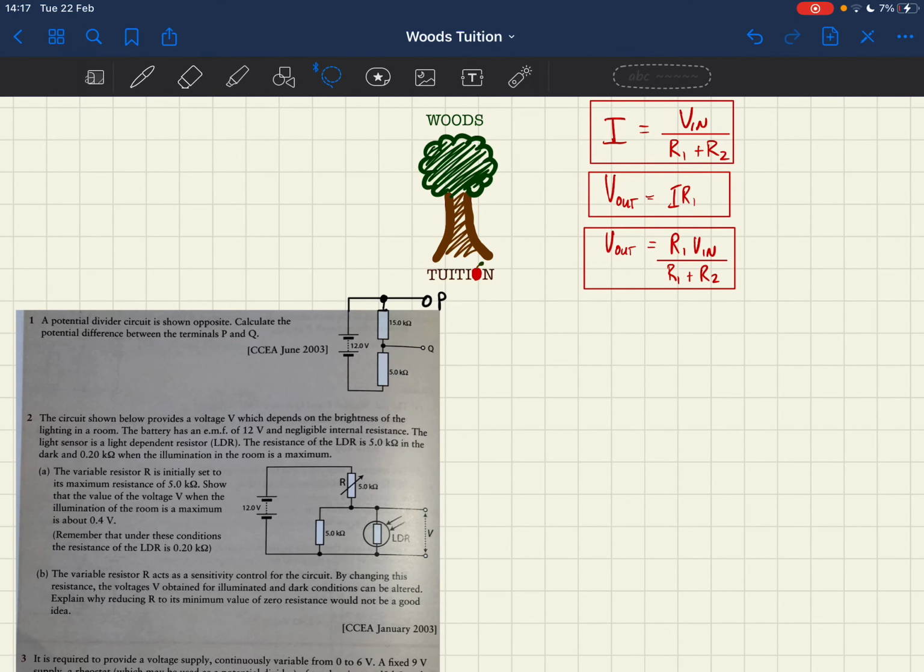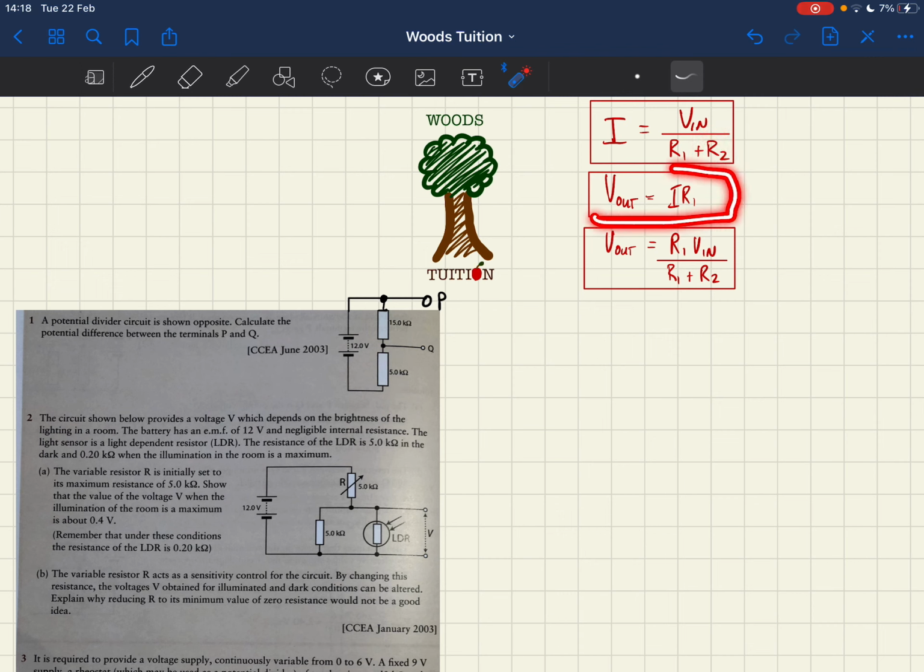Hello, today we're going to be doing some questions on potential dividers and direct current circuits. There are a few equations that are really important to remember. This is how you find your current in a potential divider circuit. In the case of this diagram, this would be our voltage in. Our voltage out would be between these two points. This would be our resistor 1 and resistor 2 is the other resistor in the circuit.